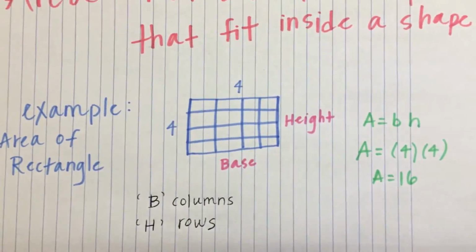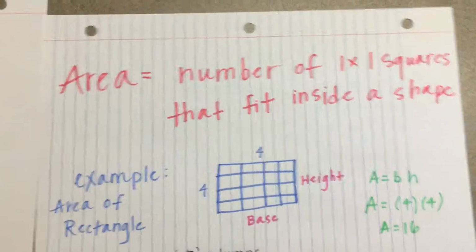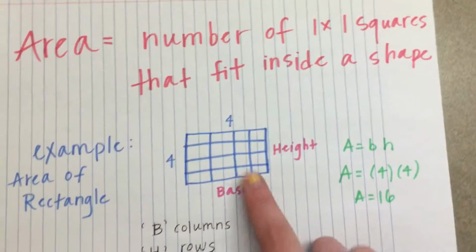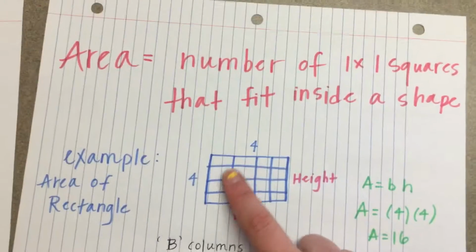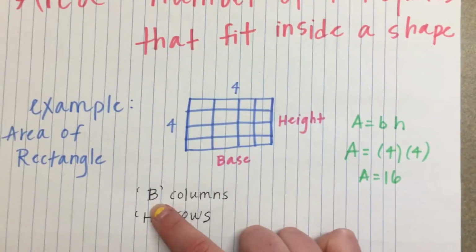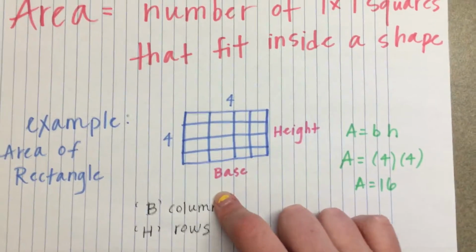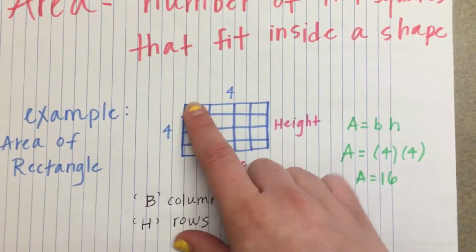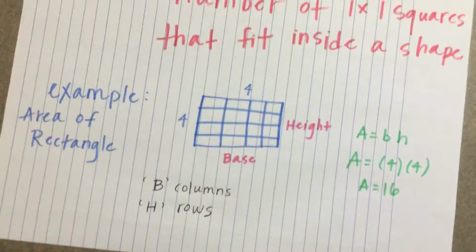We know the area of a rectangle is base times height. So if I'm following the definition of area, the number of 1x1 squares, my shape here is the rectangle, and I'm going to find the number of 1x1 squares that are inside. By doing this, I'm going to have B columns and H rows. Looking at it, it's 1, 2, 3, 4 down, and 1, 2, 3, 4 across.